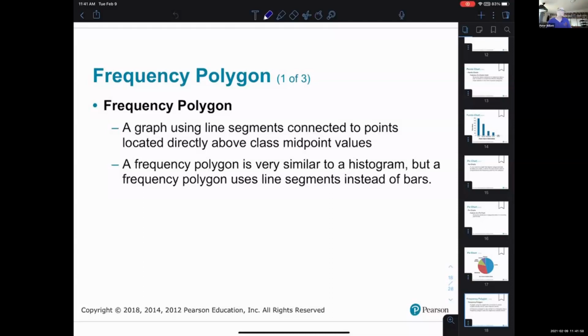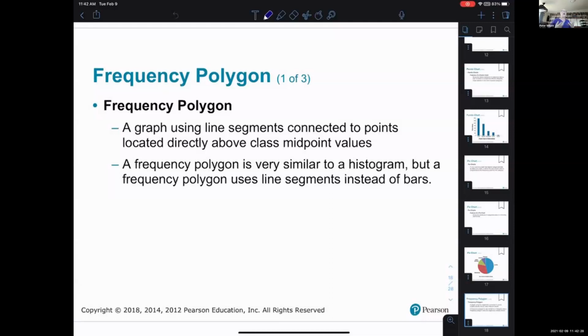And I do have a plan within the next day or two to shoot a video showing how to make a frequency polygon specifically in StatCrunch, because I don't have that currently in my StatCrunch videos list, and I want to add that. So having said that, what is a frequency polygon? A graph using line segments connected to points located directly above class midpoint values. So what the hell is that?